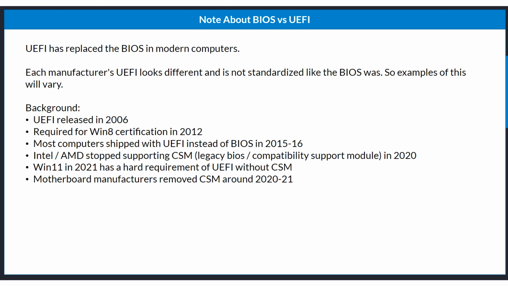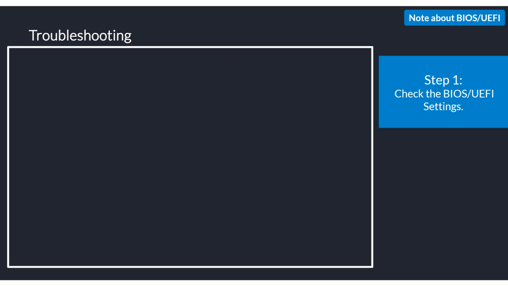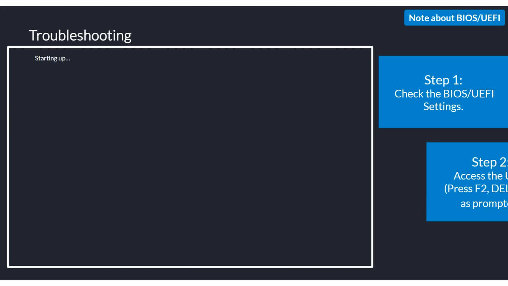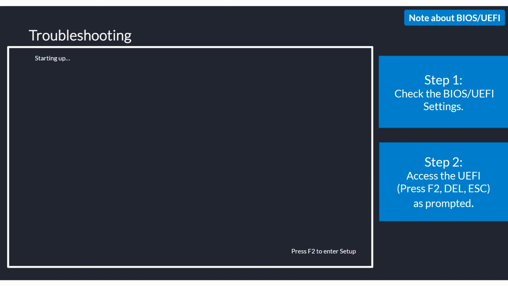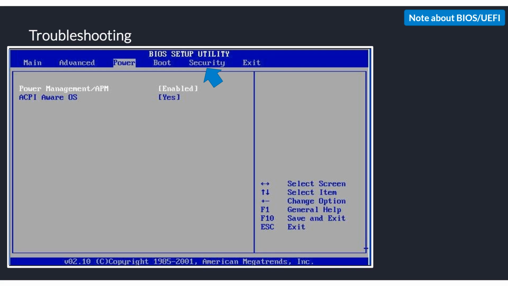To do this, restart the computer and access the BIOS by pressing a key like F2, Delete, or Escape during startup. Specific keys vary by manufacturer. Look for a security section where you can enable TPM. If TPM is already enabled, ensure it is initialized.